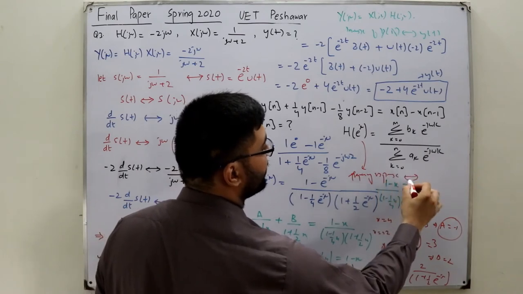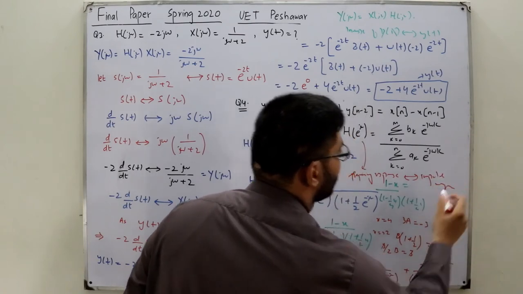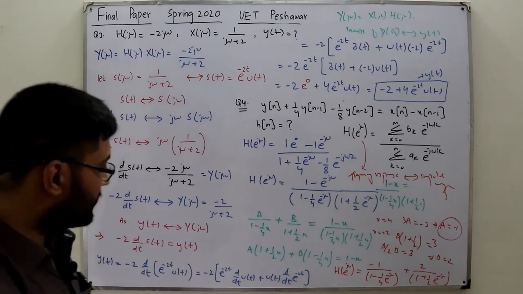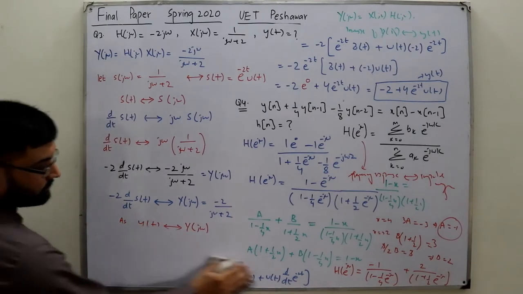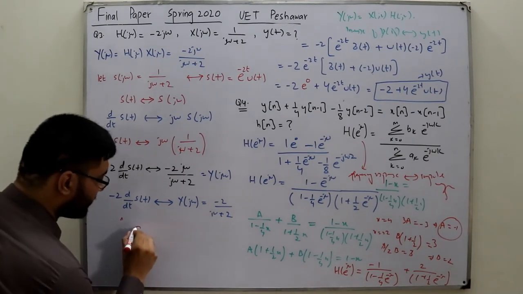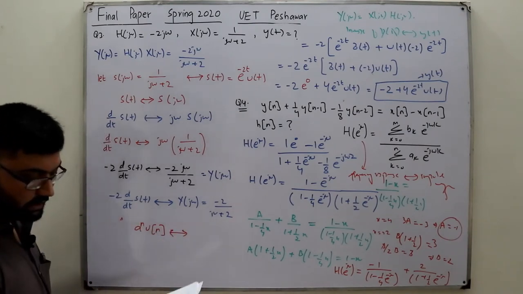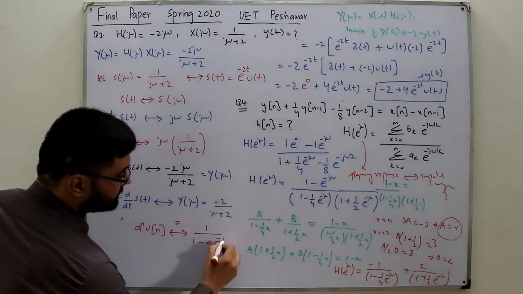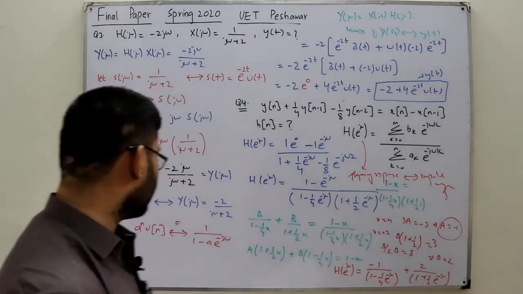And now if you take the corresponding inverse of this, you get the corresponding impulse response. And you know the very basic formulas for this. Let me write it somewhere over here. So what is the basic formula? You have a to the power n u of n. So this has the corresponding Fourier transform of what? Corresponding Fourier transform 1 over 1 minus a exponential of minus j omega.